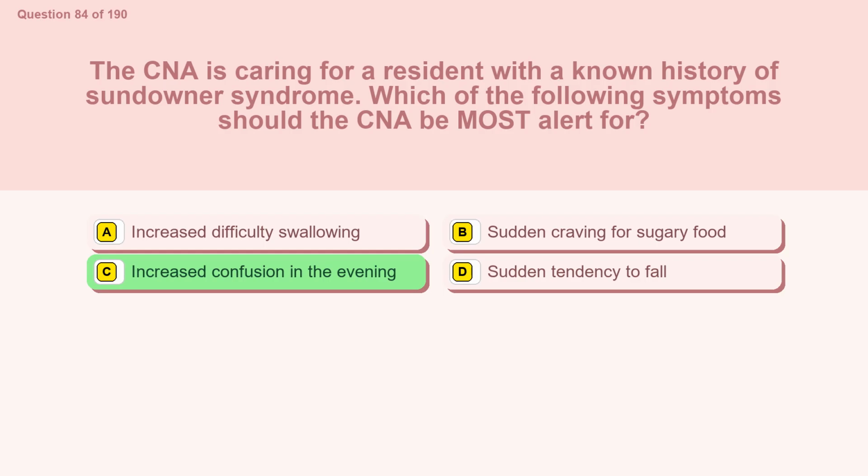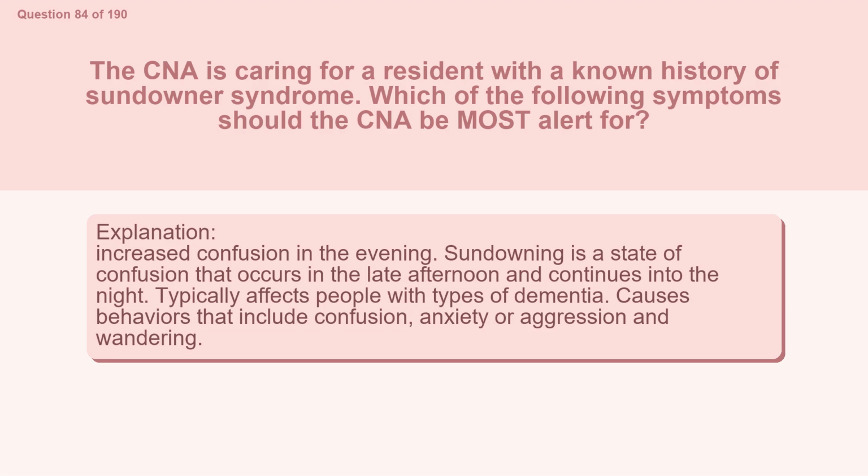The correct answer is option C, increased confusion in the evening. Sundowning is a state of confusion that occurs in the late afternoon and continues into the night. It typically affects people with types of dementia and causes behaviors that include confusion, anxiety, aggression, and wandering.